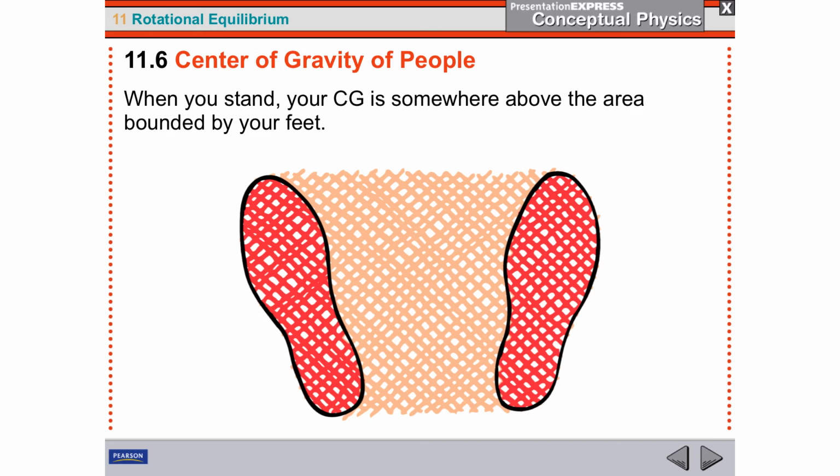Stability simply means your center of gravity has to be somewhere above the area bounded by your feet. It doesn't have to be above a foot, it just has to be above the area bounded by your feet so that it's stable. Same thing with a chair. The center of gravity of the chair and the person in the chair doesn't have to be above one of the legs, it just has to be above the area bounded by the legs. Whether that's 3 legs or 4 legs, as long as it's above it, you're going to have stability.